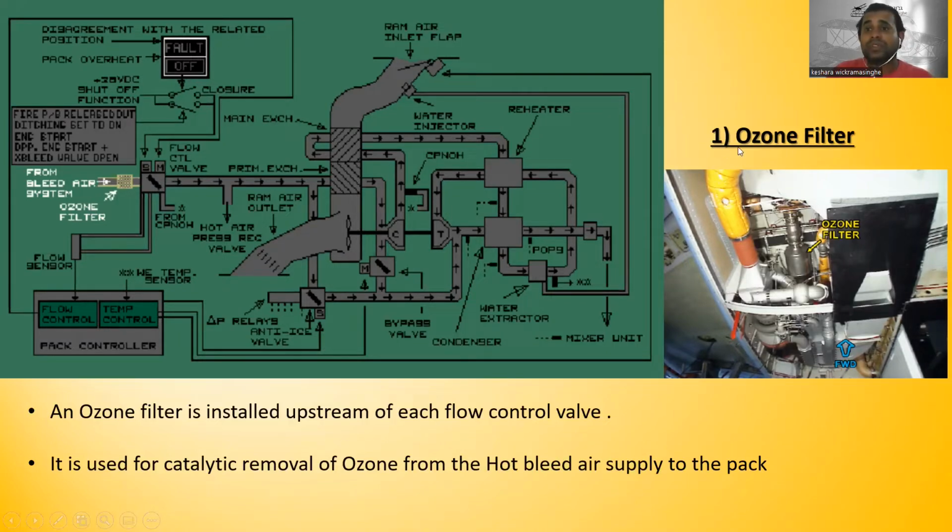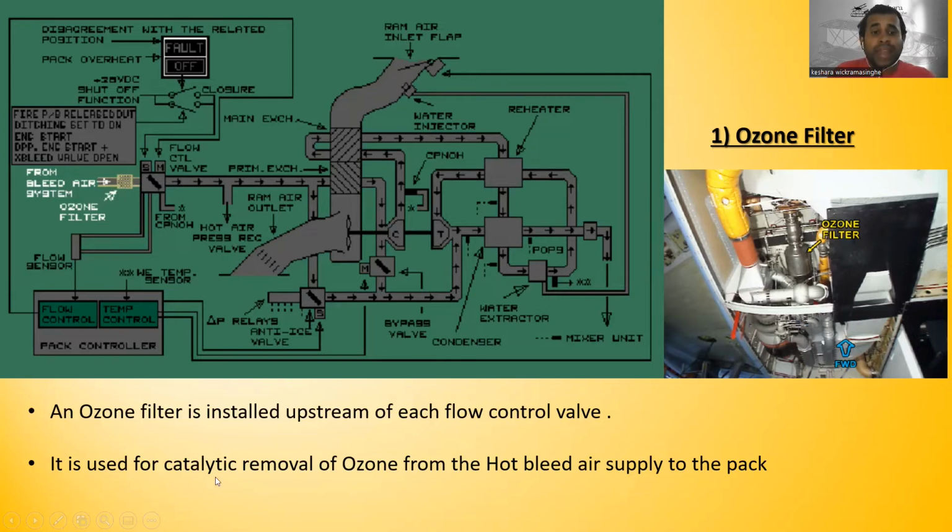So let's go to the first one, the ozone filter. You can see here is the ozone filter. The air will come through the bleed air systems, and this is the ozone filter. An ozone filter is installed upstream of each flow control valve. So this is the flow control valve, and the ozone filter is situated upstream of it. Just keep that in mind.